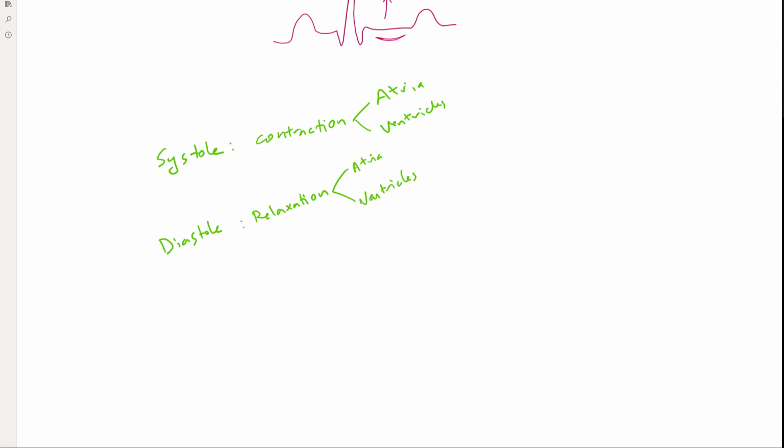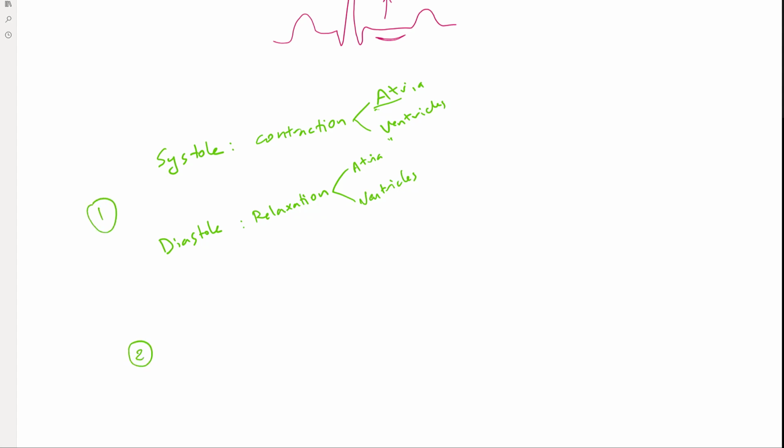The first two terms that we need to understand are the systole and the diastole. Systole means contraction. Diastole means relaxation. And this is for both atria and ventricles. Both atria and ventricles will get their own systole and their own diastole. Remember, atria will contract, left and right, and relax at the same time. Ventricles the same. They will contract and relax at the same time. So this is one concept.